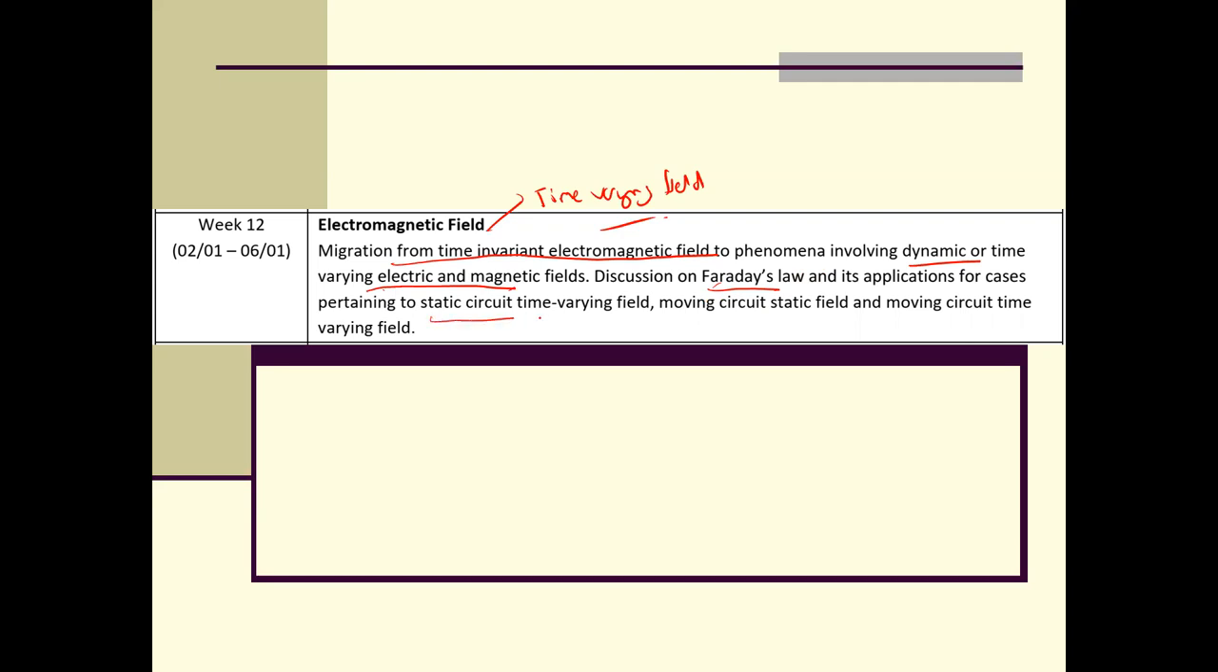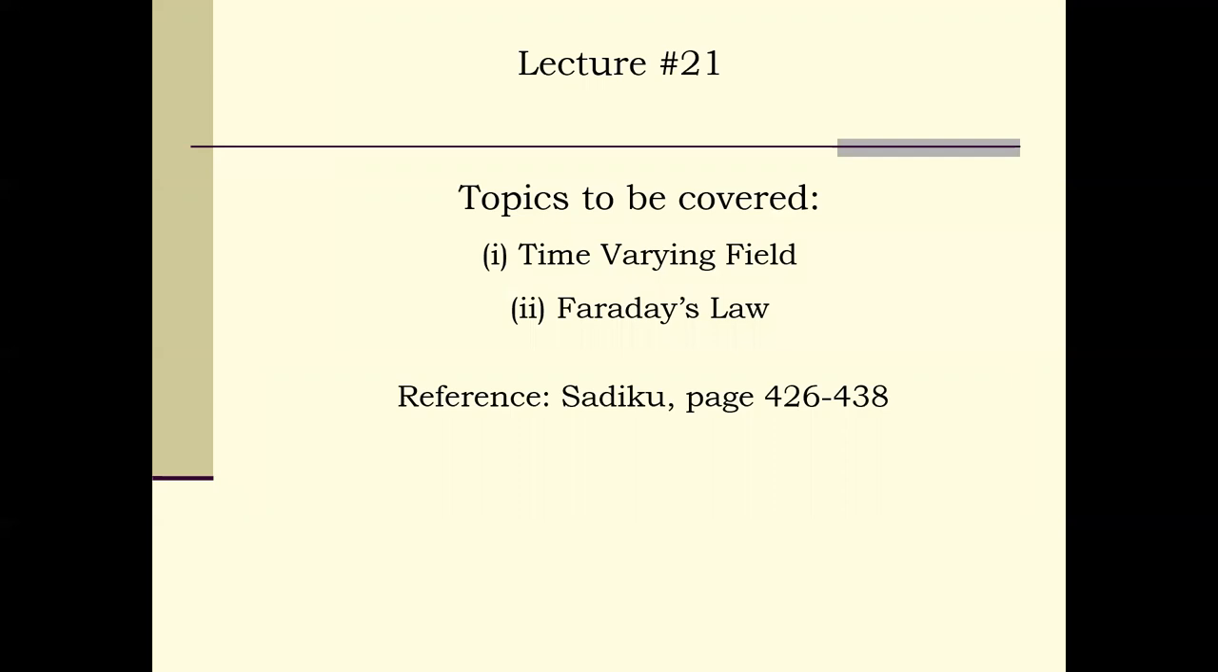For Faraday's law, these are three main cases that we're going to have. Number one, a static circuit of time-varying field. Number two, a moving circuit of static field. And number three, a moving circuit and time-varying field. So these are basically the methods or modes of generation of EMF related to Faraday's law. So for lecture 21, these are the topics that you're going to learn.